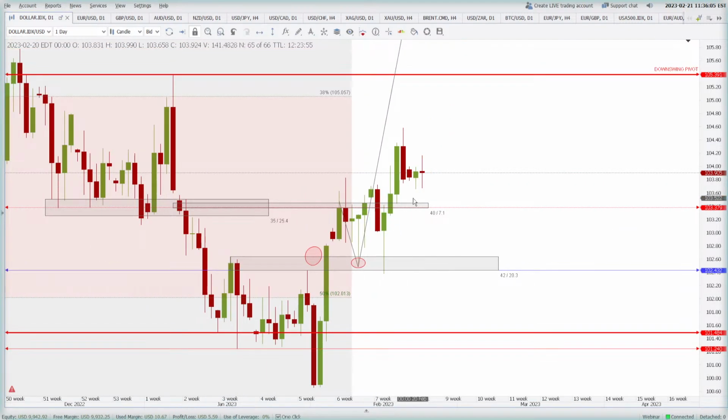Yeah, approximately. Now from this down move or this bearish candlestick, you will be thinking, hey, it is going back to 103.37 and maybe lower. No, bro.